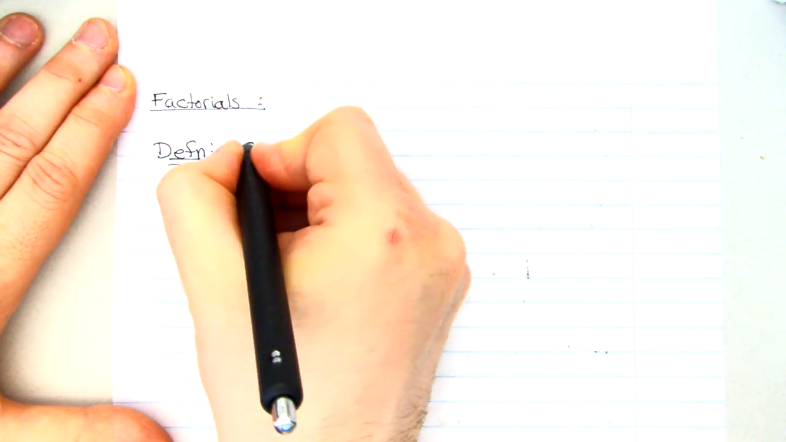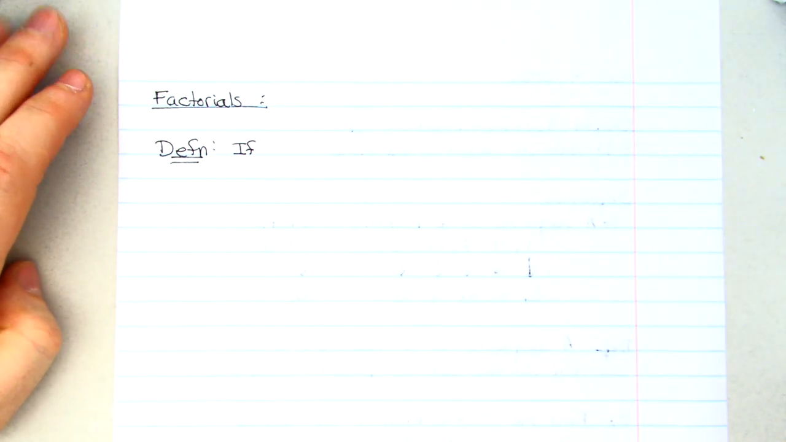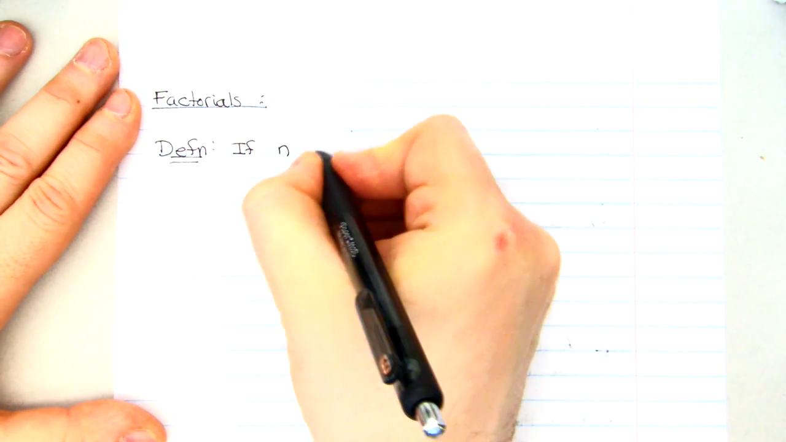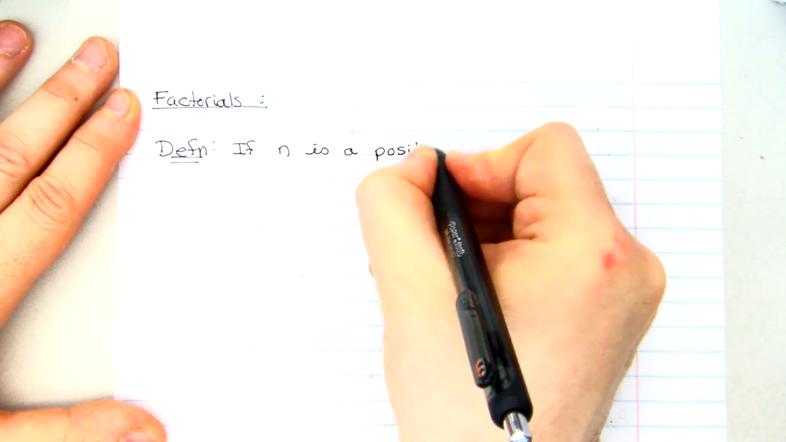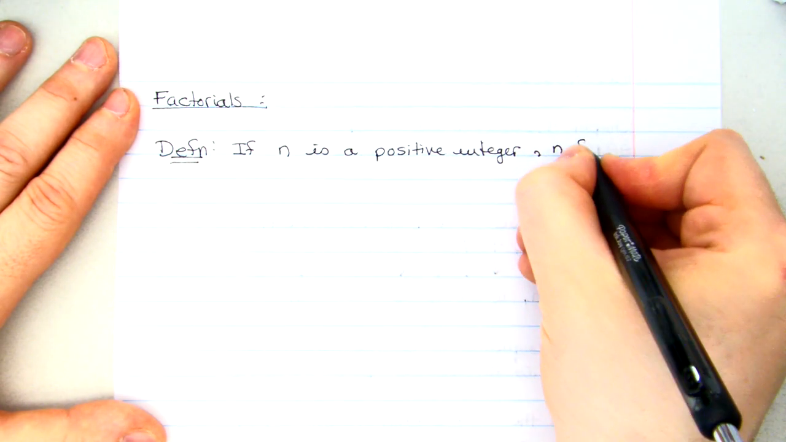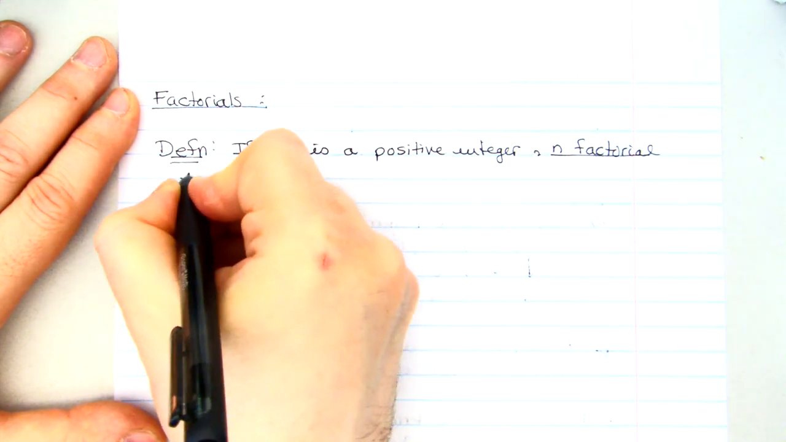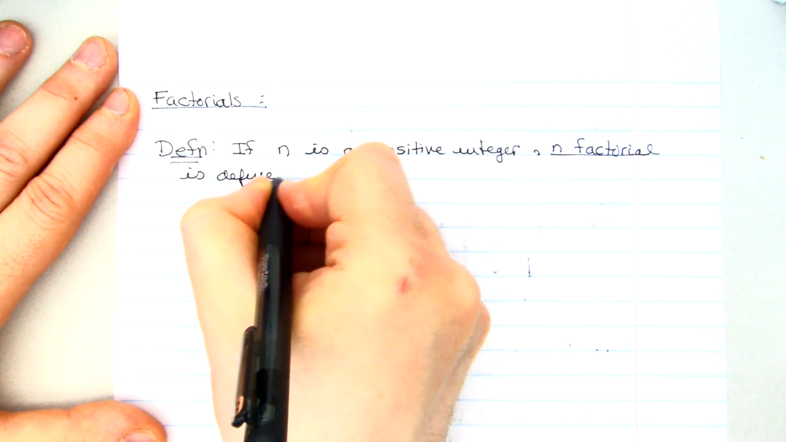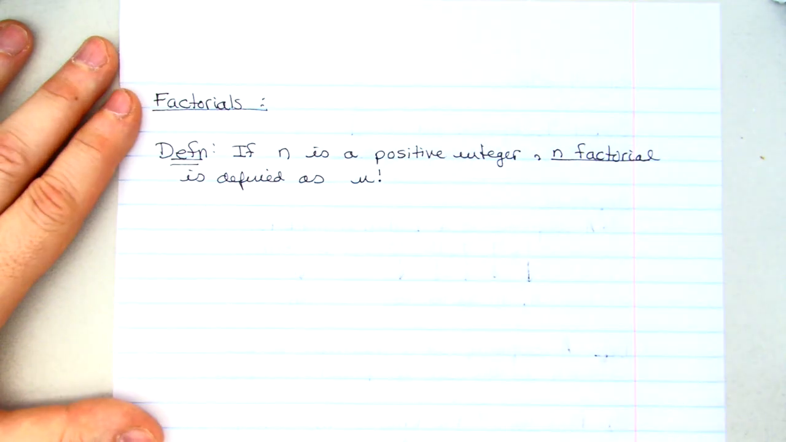Here's our actual definition. First of all, you can only take factorials of positive integers. There are some calculus ways to extend it to decimals and stuff, but nothing that's going to be useful for us here. So we're going to say if n is a positive integer, n factorial is defined as, okay, so again, n with an exclamation point is our symbol.